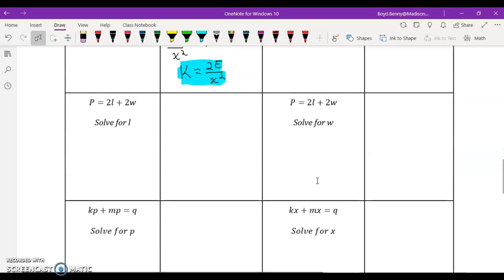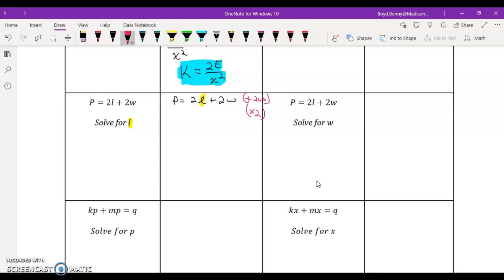All right, looks like we got 2 more examples here to do. So this is a perimeter formula. Actually, it's the perimeter of a rectangle. And here I'm being asked to solve for the variable L. Okay, so let's see. Well, the first thing I notice is that there's a plus 2w, right? And there is a times 2 in this problem.